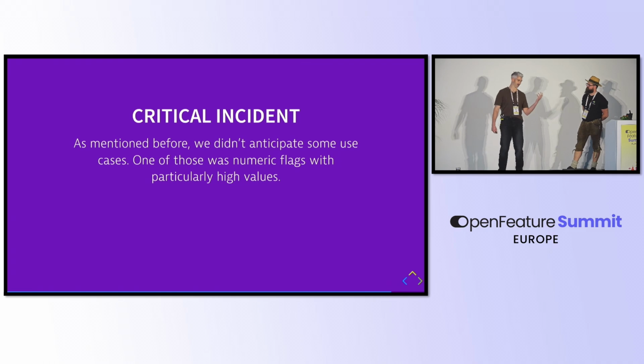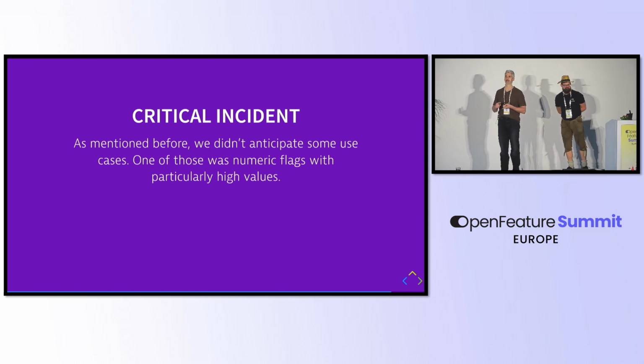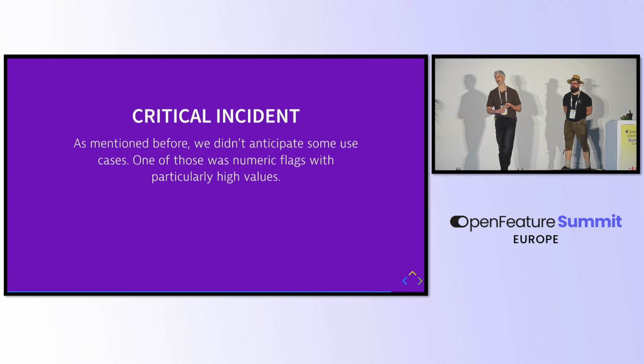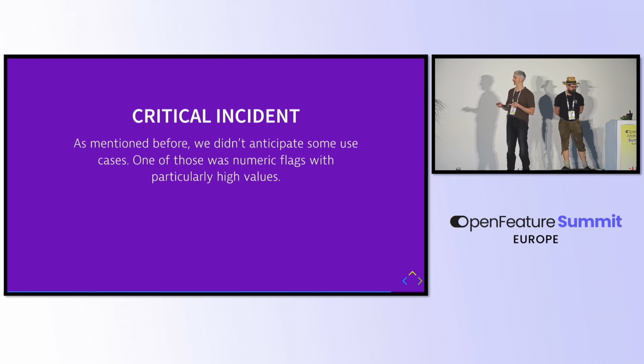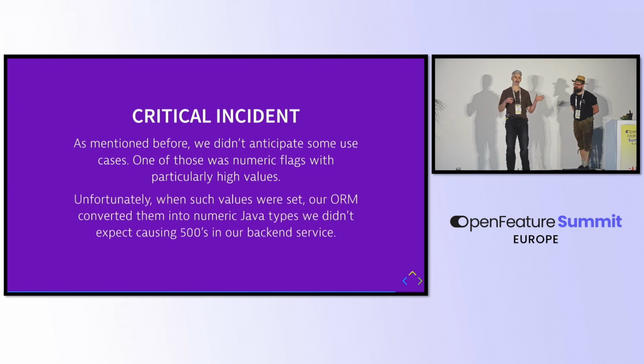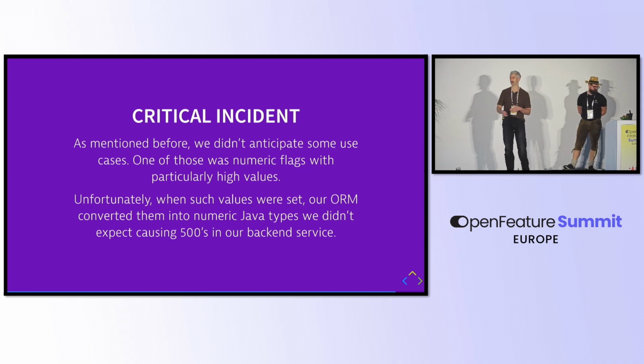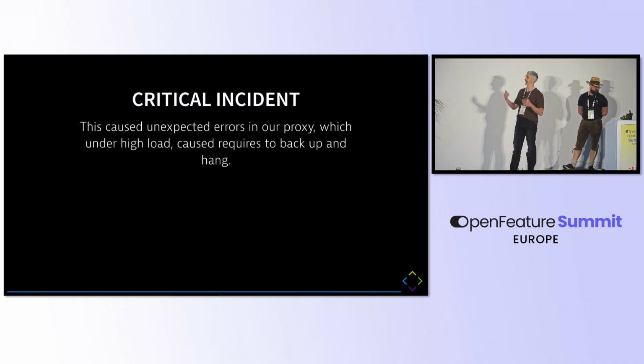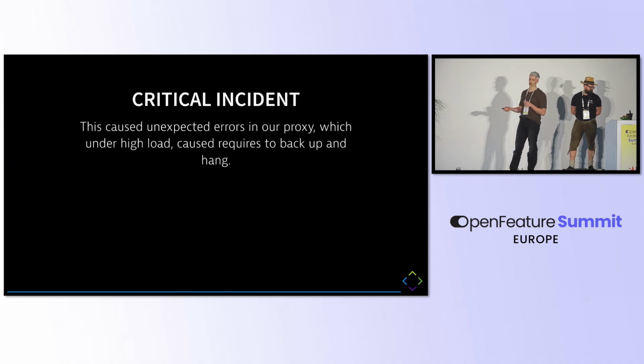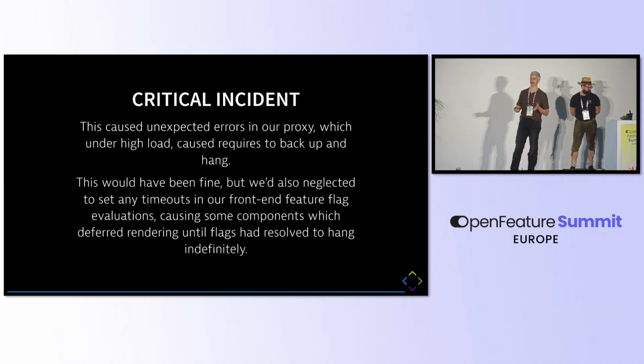Like Simon was alluding to, we didn't anticipate some use cases. Numeric flags were a big one. Times in nanoseconds specifically, and I think buffer sizes in bytes. We had a couple of these really high values, and what was happening is our ORM in our backend was marshalling these into different Java types, and I think it ended up going into a BigInt or something like that, which we didn't expect. That caused a 500 in our service, which, because of some other bugs and infrastructural challenges we had, caused some requests to start backing up in our proxies, and then they started hanging and being really delayed.